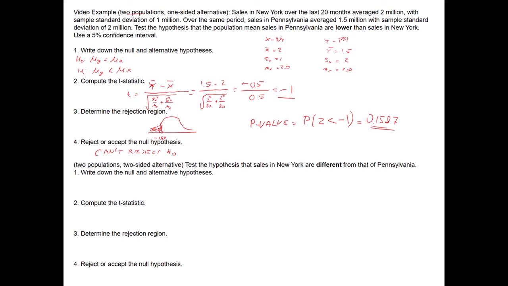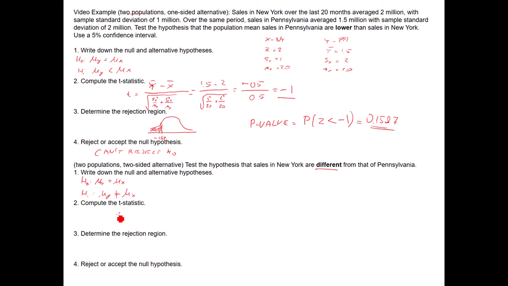All right, what if this test had a two-sided alternative? That is, what if we were asked to test the hypothesis that sales in New York are just different from that of Pennsylvania? So the null hypothesis would be the same. We hypothesize that sales in Pennsylvania are the same as mean sales in New York, against the alternative that mean sales in Pennsylvania are different from mean sales in New York.